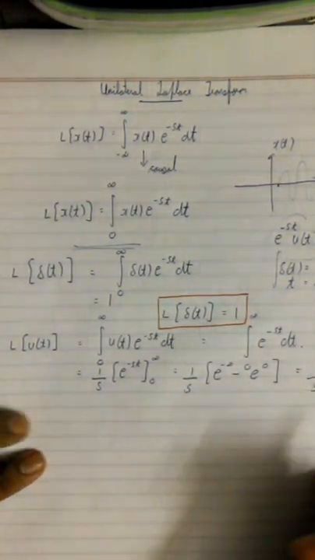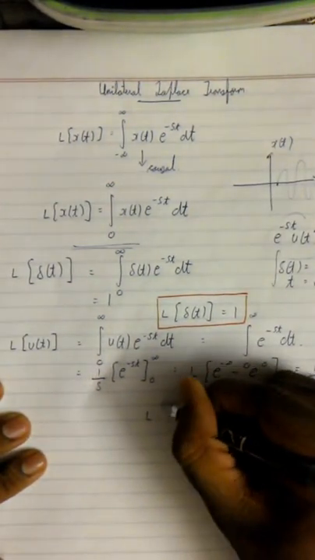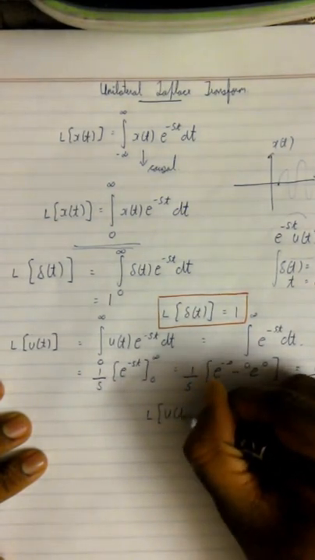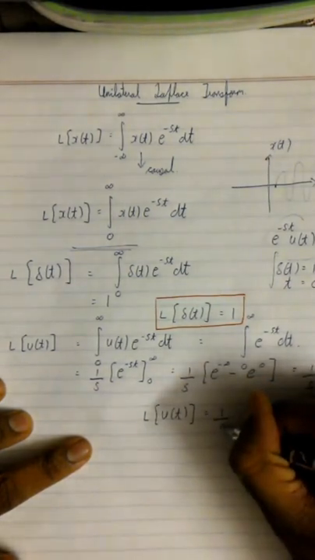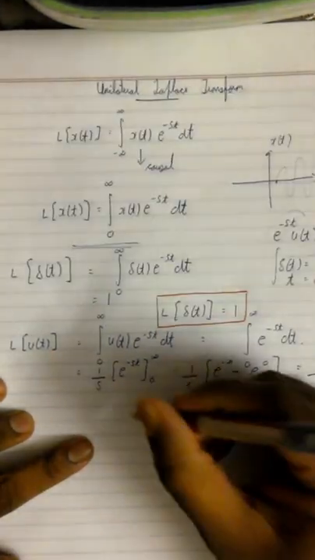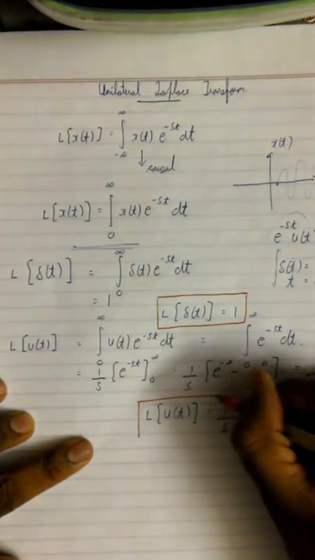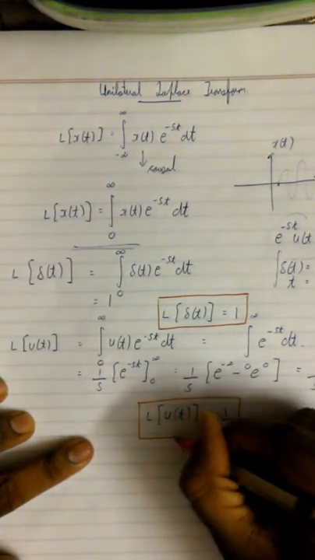So hence we have learned the second rule, that is, the unilateral Laplace transform of u of t is equal to 1 by s. Learn these equations. It will help you for your future problems.